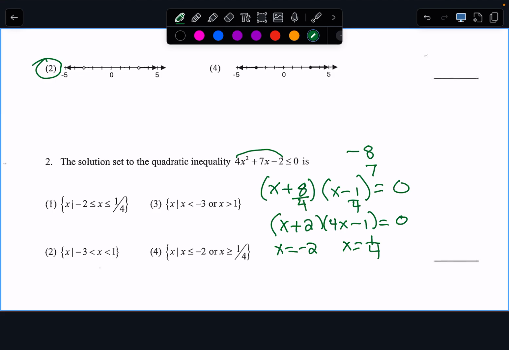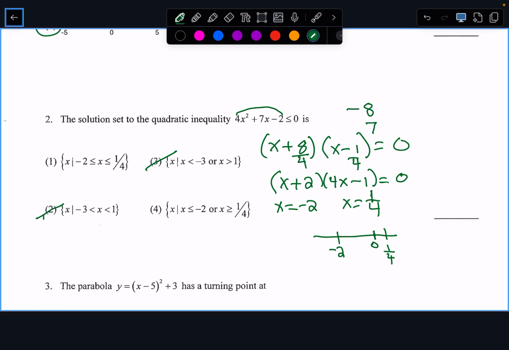Okay, so that eliminates 2 and 3, right? Because they don't have the 1/4. Now if you put these on a number line, this is 1/4 here and this is negative 2 here. 0 is between them, right? So that's the easiest one to put in. If you put in 0, you end up with 0 plus 0 minus 2 is less than or equal to 0. Is that a true statement? Right? You have negative 2 is less than or equal to 0. All right? So that's an and statement. So you have negative 2 on the left, 1/4 on the right, and the same sign between them. So this is number 1.